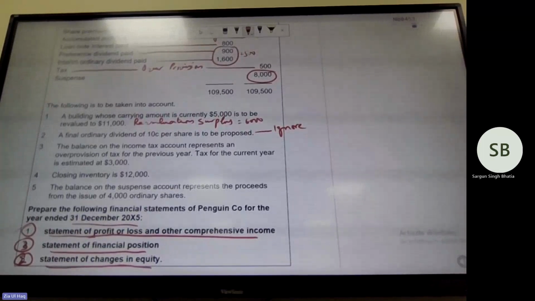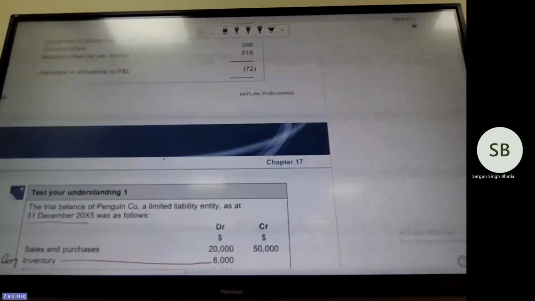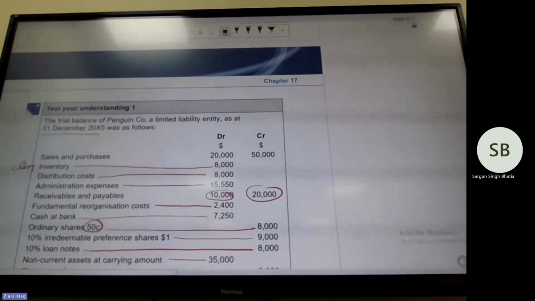The balance on the income tax account represents an over provision of tax for the year. He has mentioned this was over provision. And tax for the current year is 3,000. So how much we need to charge in expense account? 3,000 minus 500, because over provision we need to deduct, 2,500. And for current year liability side will be 3,000. And he has mentioned this is closing inventory. This means if 12,000 is closing inventory, then this will be opening inventory.